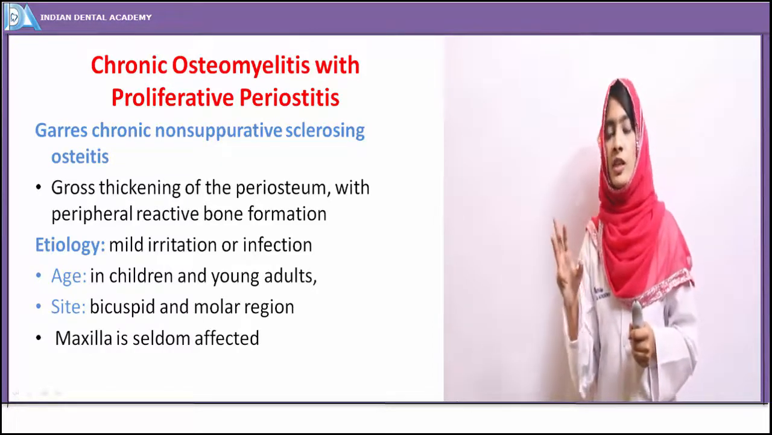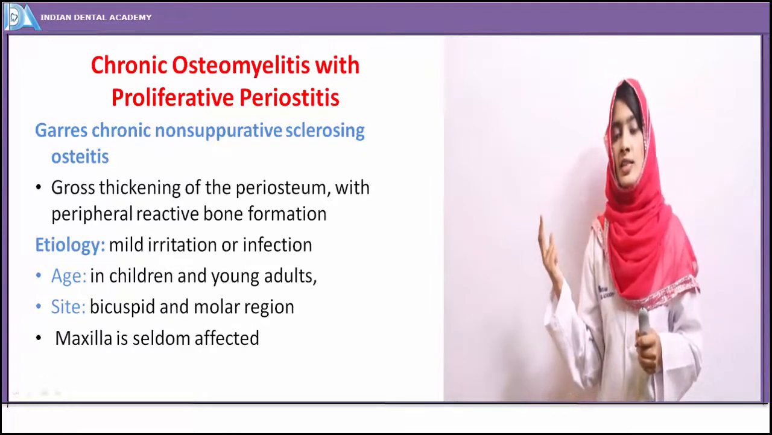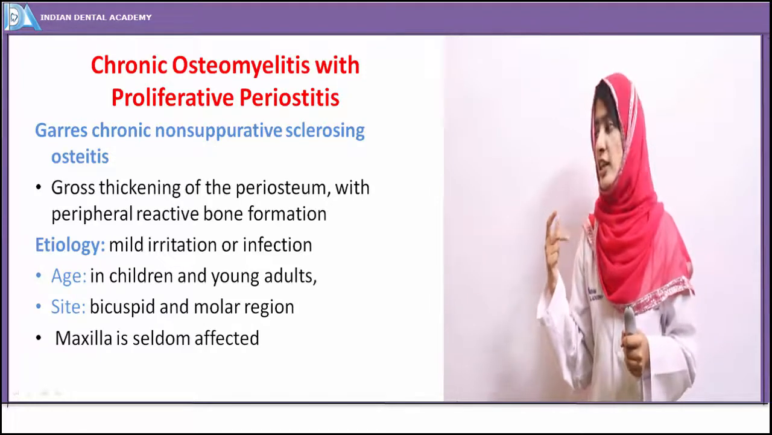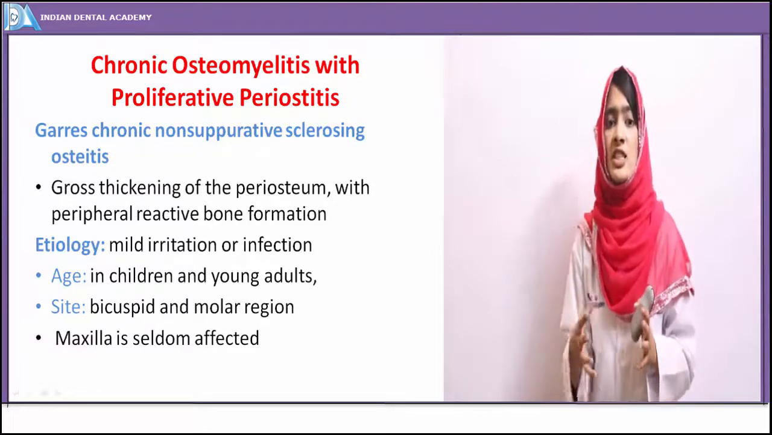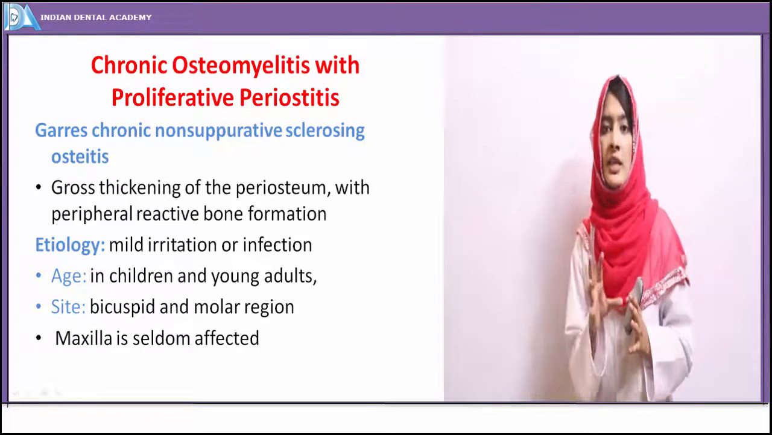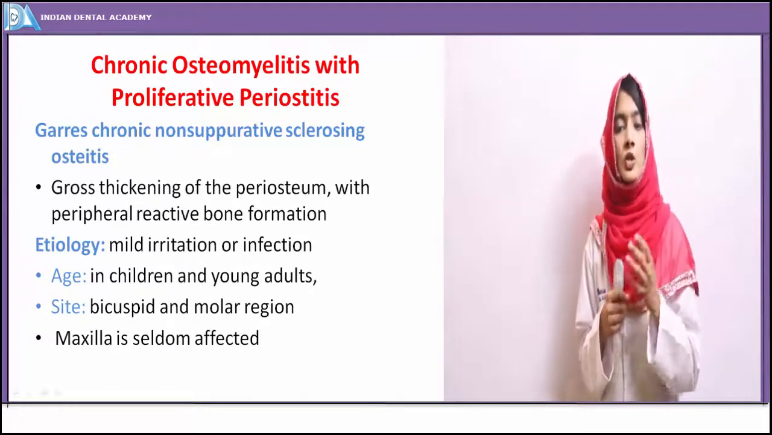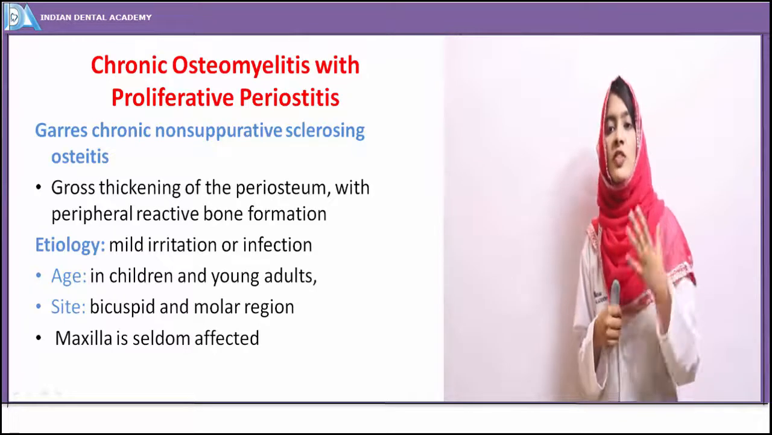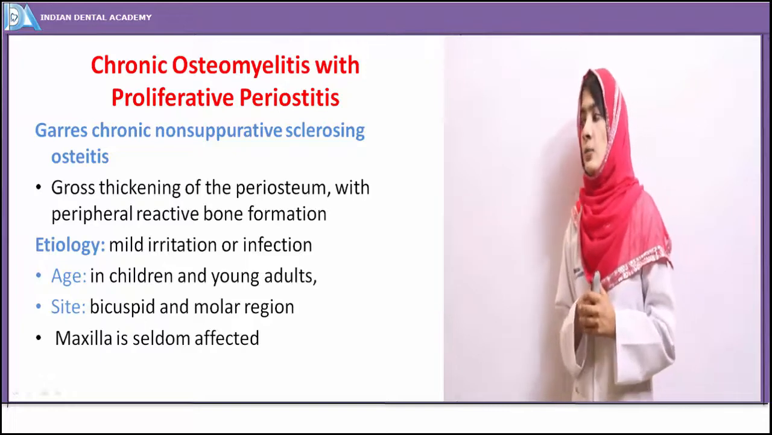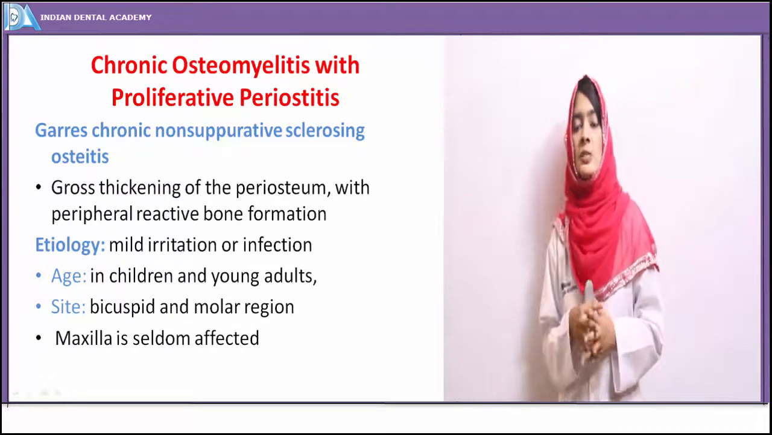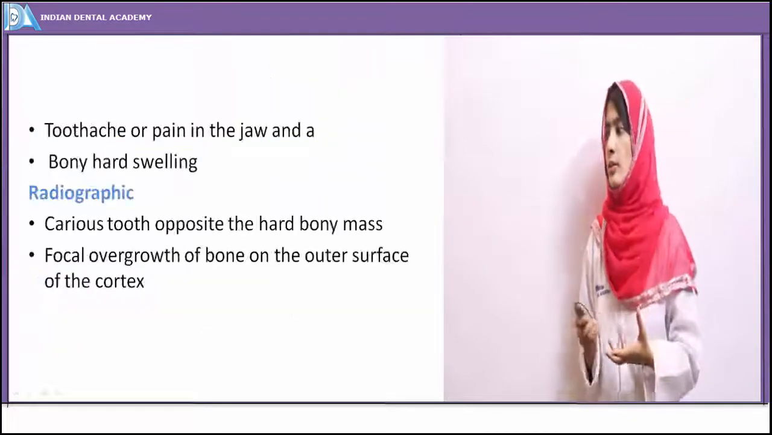There is some form of irritation occurring to the bone, and this Garre's osteomyelitis is characteristically seen in children and young adults, because children and young adults are the ones who have extensive tissue reactions, extensive hypersensitive reaction to any irritation. They show an extensive reaction to any mild irritation also, because of the proliferative reaction and high degree of tissue resistance present in children. And the more common site involved is the bicuspid and the molar region. Maxilla is not affected that commonly. It's more commonly involved in the mandible.